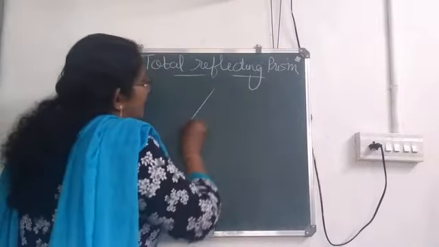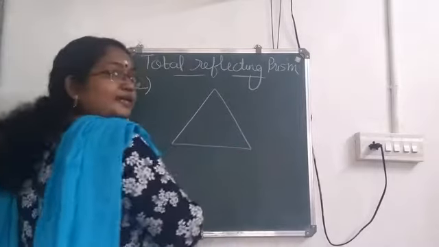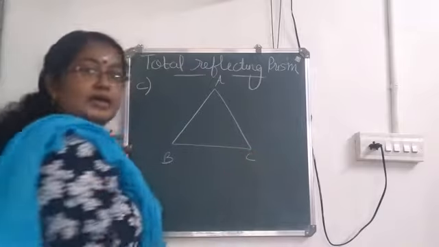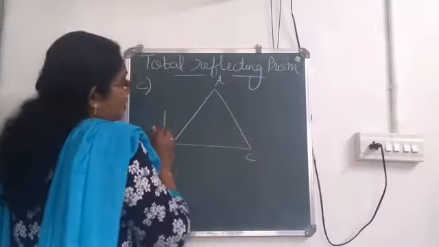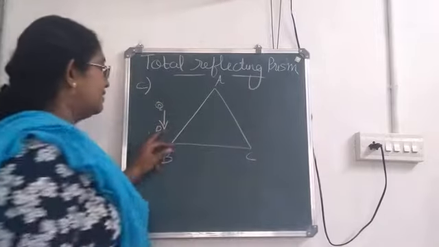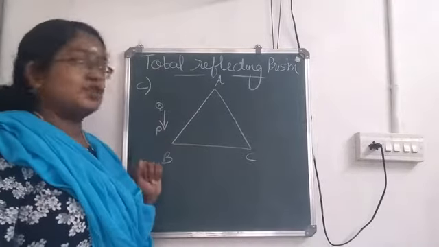So here also I have the total reflecting prism. I am naming it as A, B and C. So here I am keeping the object here. Let this be P, this be Q. So this is inverted. In order to represent this as inverted, I have drawn like this.